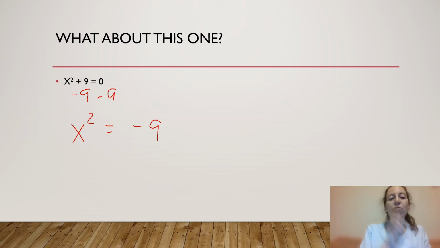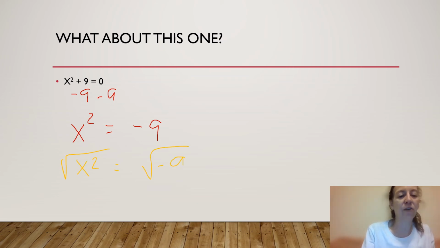Now, if you can reason this out and think, okay, well, 3 squared gives me 9 and i squared gives me -1, so it would be 3i, or technically plus or minus 3i, I'm okay with that. For most of you, though, you probably want to do the work out on it.